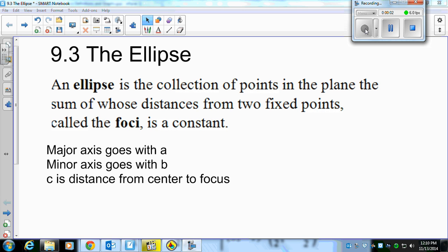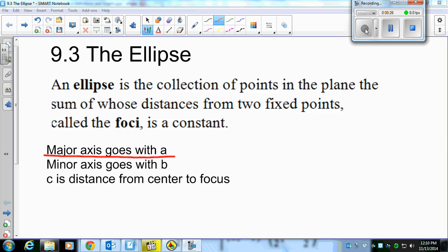All right, college trig, we're on to the ellipse, 9.3. An ellipse is a collection of all points in the plane, the sum of whose distances from two fixed points, called the foci, is a constant. There are three variables that we're going to be really familiar with, so make sure you have a clear understanding of where these are with your ellipse.